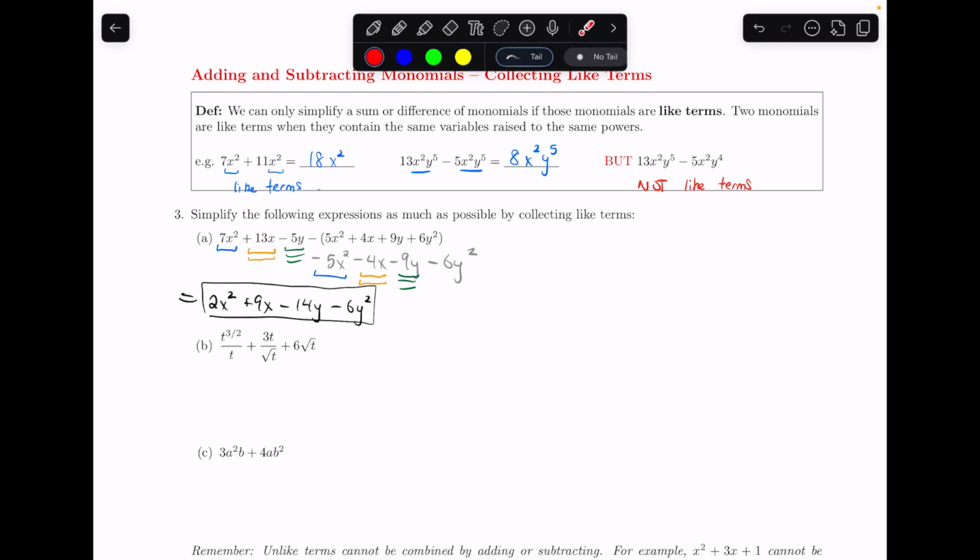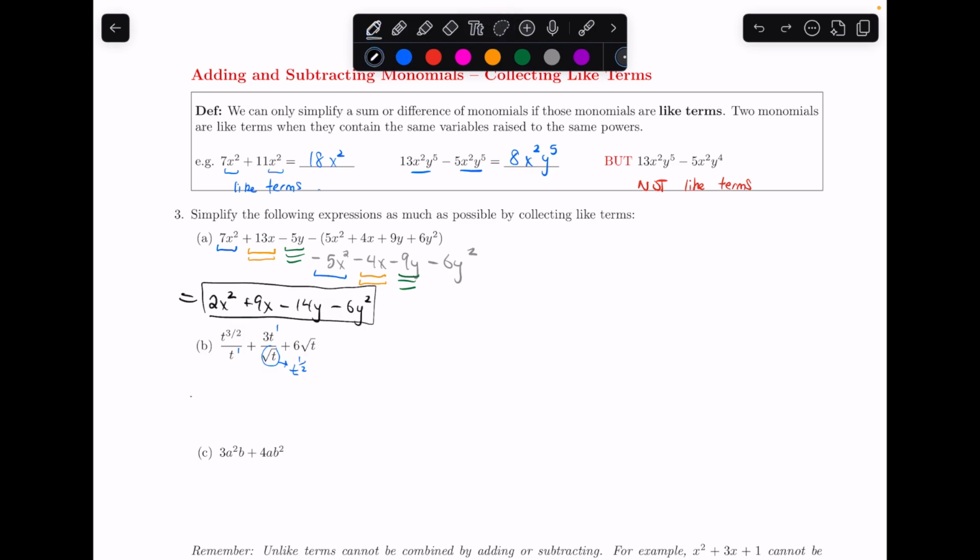Okay, part B. So I have some fractions here, and then one term without a fraction, and some square roots floating around. So let's rewrite everything as an exponent. I got t to the 3/2 over t, which is just t to the 1. Similarly, this t is t to the 1. This square root of t on the bottom becomes a t to the 1/2, as does this square root.